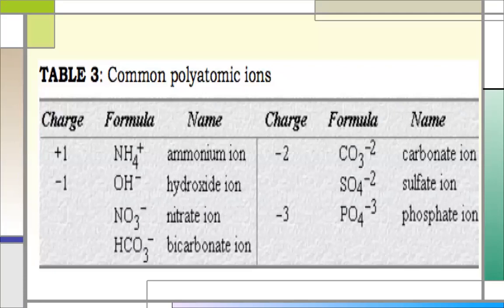These are also the common polyatomic ions. Polyatomic means a combination of two or more atoms. So we have the ammonium ion, which has a positive charge; the hydroxide ion, which is negative, or OH negative; the nitrate ion, or NO3 negative; the bicarbonate ion, HCO3 negative; the carbonate ion, or CO3 negative 2; the sulfate ion, SO4 negative 2; and the phosphate ion, PO4 negative 3.